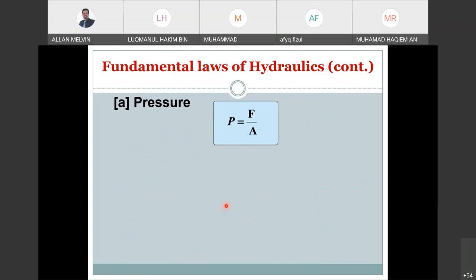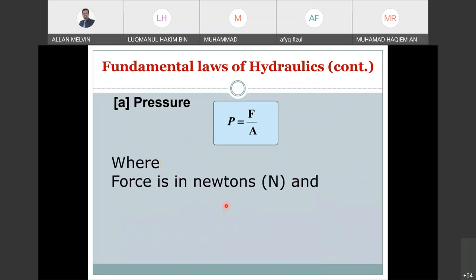Okay, so pressure, P equals F over A. Where force is in Newton, the force we apply in Newton. If the question gives it in kilograms, you have to multiply by 9.81 for gravity, to convert it to Newton. Area is in square meter, so if required, you need to do conversion.